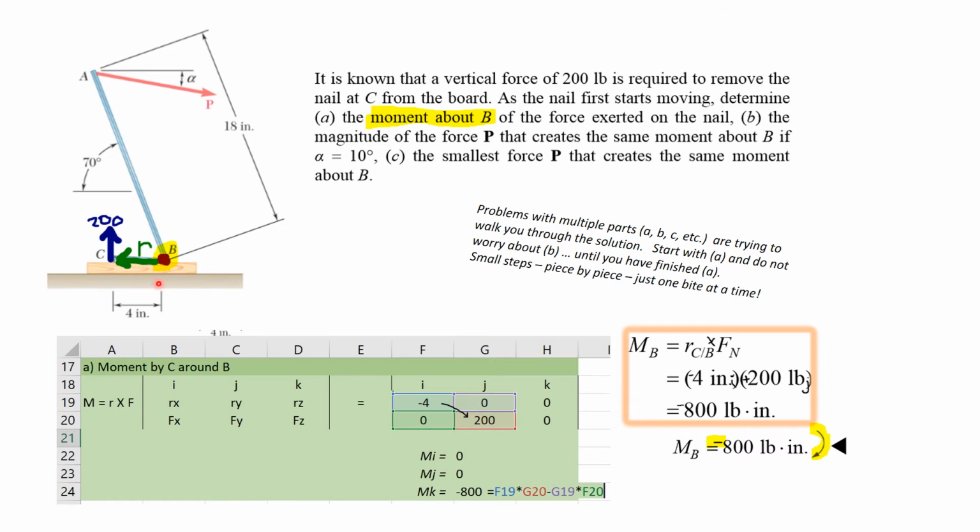And the moment around B, so this is the first chunk of it, part A, is just -4 times 200. And you can just click on this cell times this cell, minus the zeros, and you get your -800 force. And this is in the K direction. So the rotation is happening around an axis coming straight out of the board at you. So it's wrapping itself around the K direction, and that's a negative moment. Clockwise, and this is screwing it into the board. Righty-tighty, negative moment in the K direction.